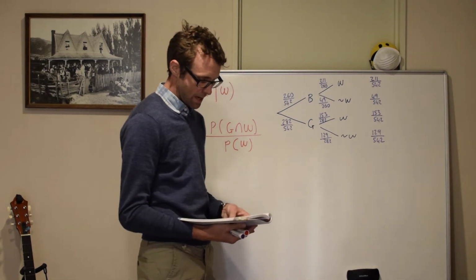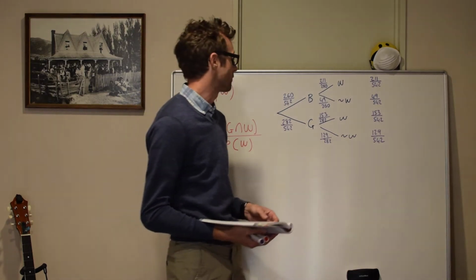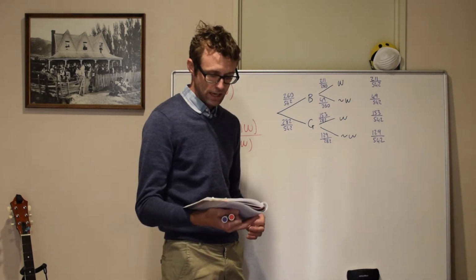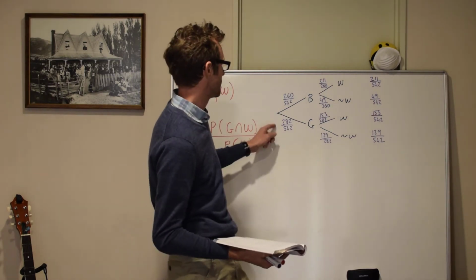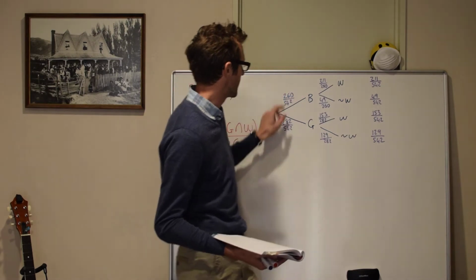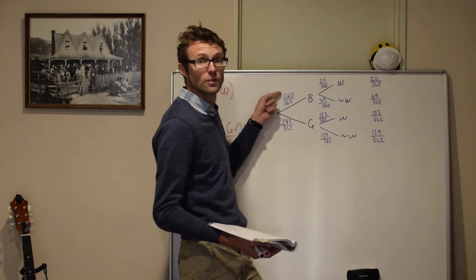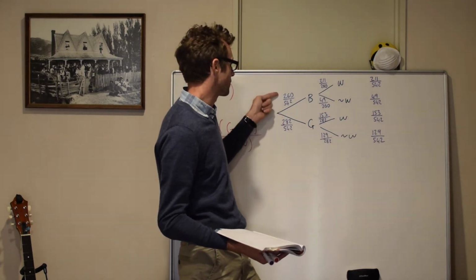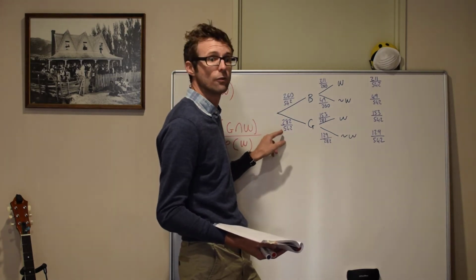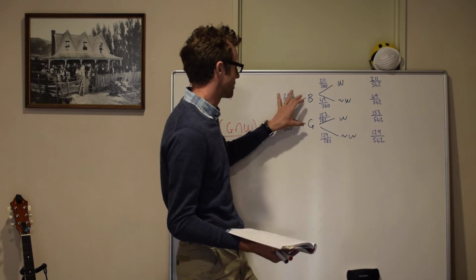So here we have a school of 542 students, and of those, 282 are girls. So I've represented that here in this part of the tree diagram. 282 out of 542, therefore there must be 260 boys. Okay, 260 plus 282 is 542. So that's the first part of our diagram.